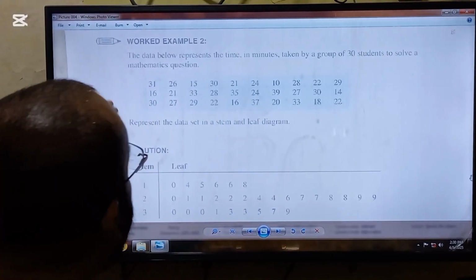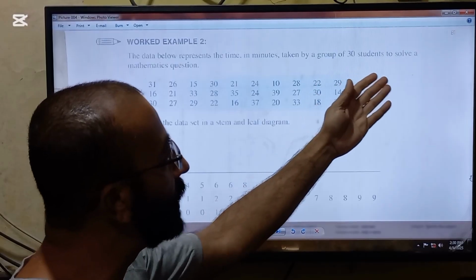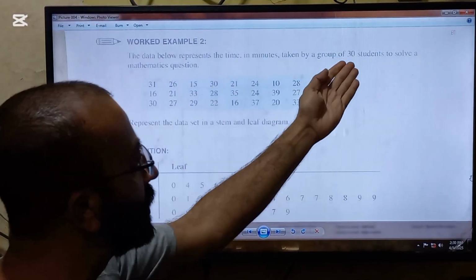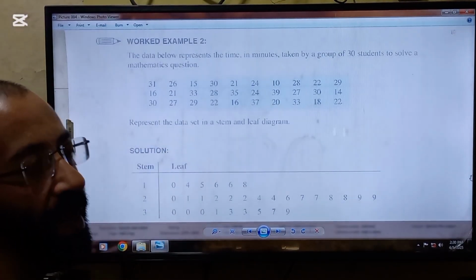Here is another question. The data below represent the time in minutes taken by a group of 30 students to solve a mathematics question. So these are 30 students, which is mentioned in the question. The requirement is to represent the data set in a stem and leaf diagram.